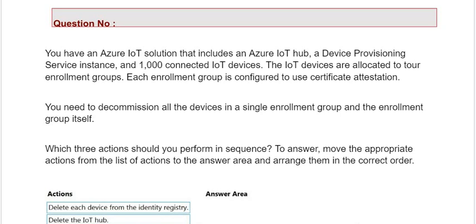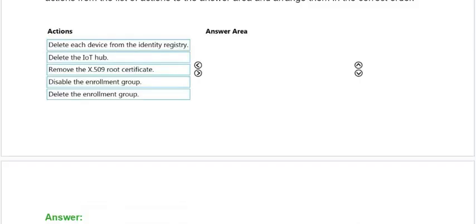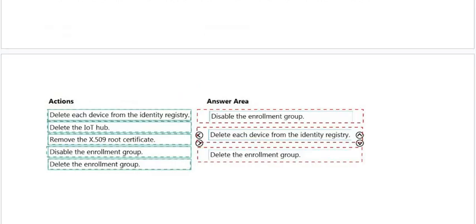Which three actions should you perform in sequence? To answer, move the appropriate actions from the list of actions to the answer area and arrange them in the correct order. This is the answer area. And this is the correct answer.